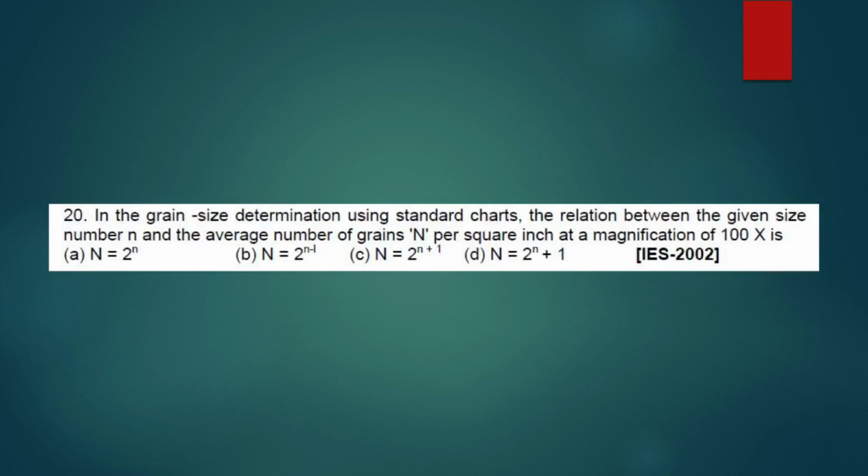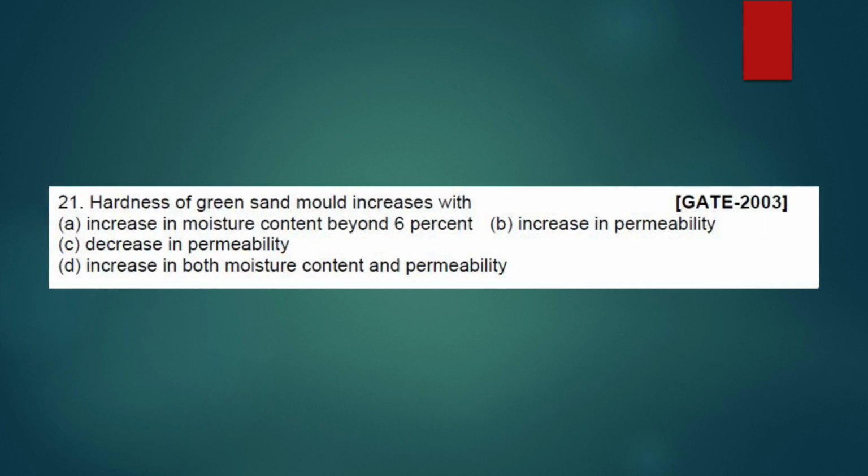Just remember this one. Hardness of green sand mold increases with increase in moisture. No. If you increase moisture, hardness will decrease. Increase in permeability also, if you increase it, hardness will decrease. So decrease in permeability, this is the answer. If permeability decreases, hardness will increase. Permeability decreases means the gap will decrease, so hardness will increase.